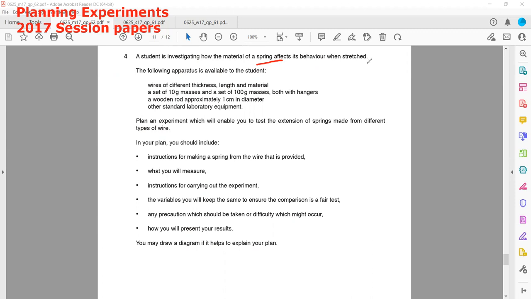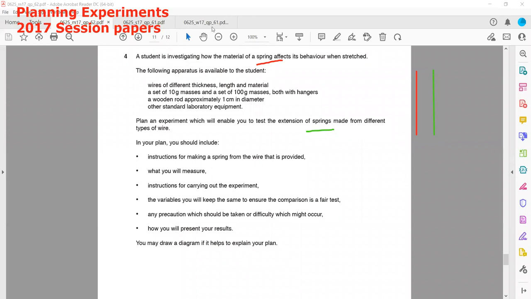So first thing, we have a wire, and we have different types of wires available, wires of different length or different thickness. So first thing, we want to investigate how adding a load to a wire can affect its extension. But we want to make a spring. So how can we convert this wire into a spring?